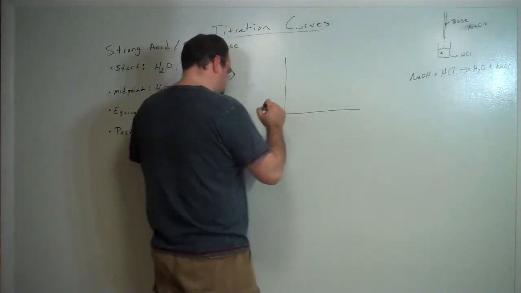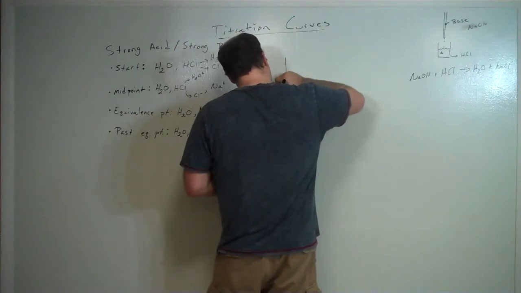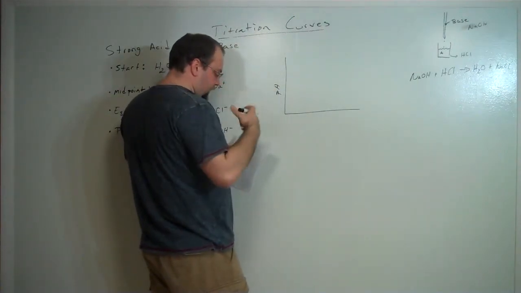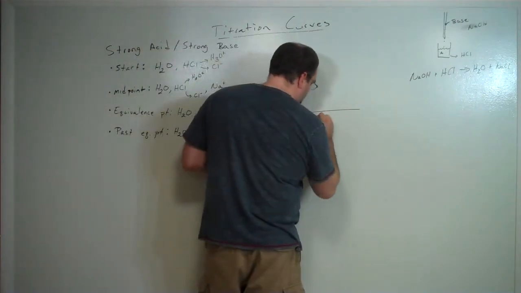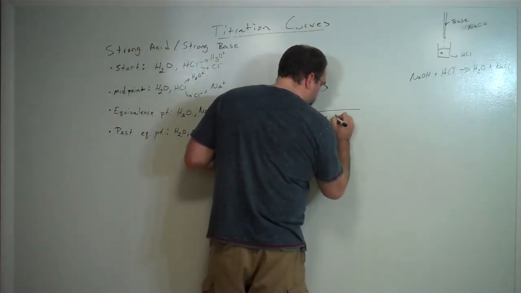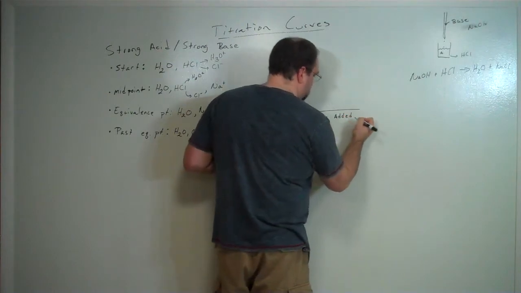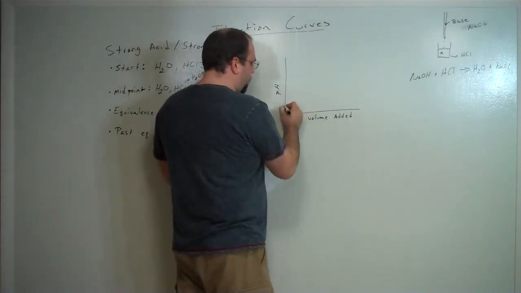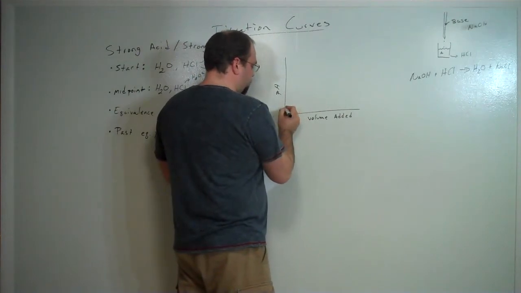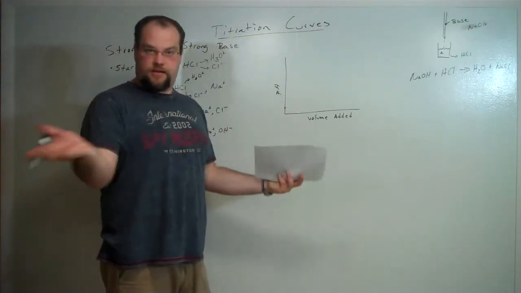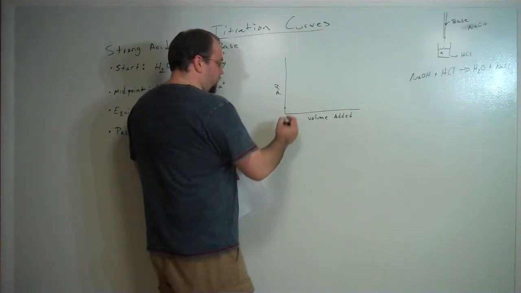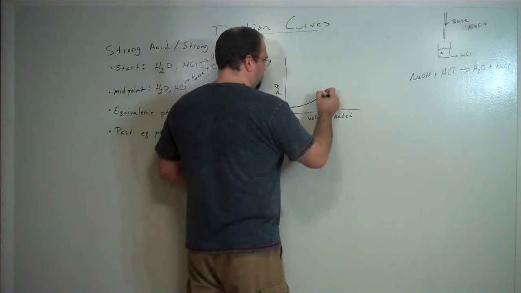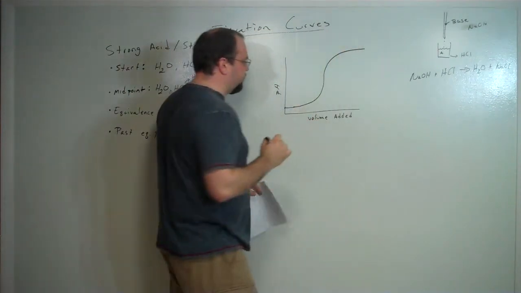Now, let's say we were to graph this. We're going to call it pH on the side, and we will say volume added. So this is as I add base and the pH. Before I add any base, my pH is going to be low because it's acidic and acids are low. And as I add my base, my titration curve is actually going to look like this.